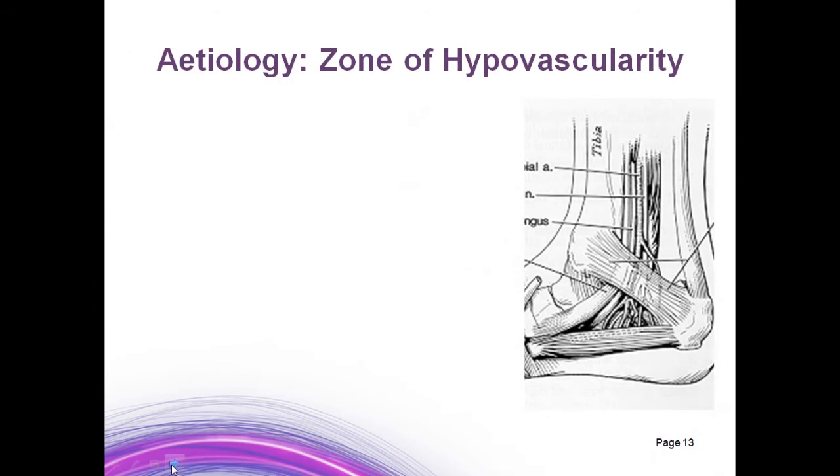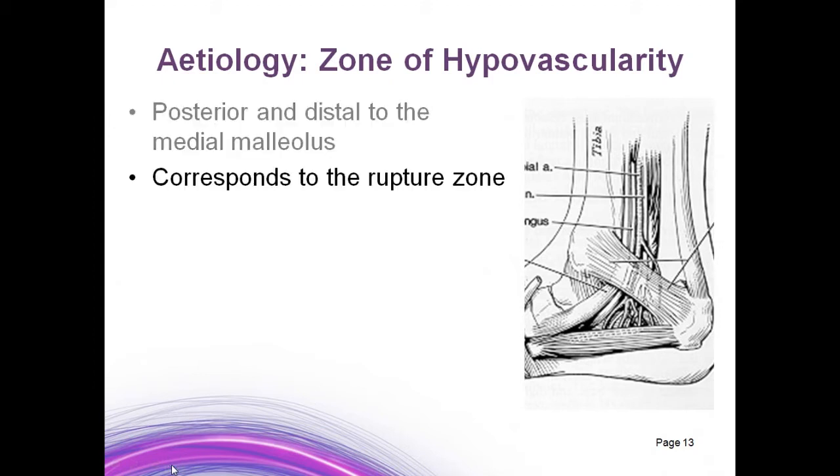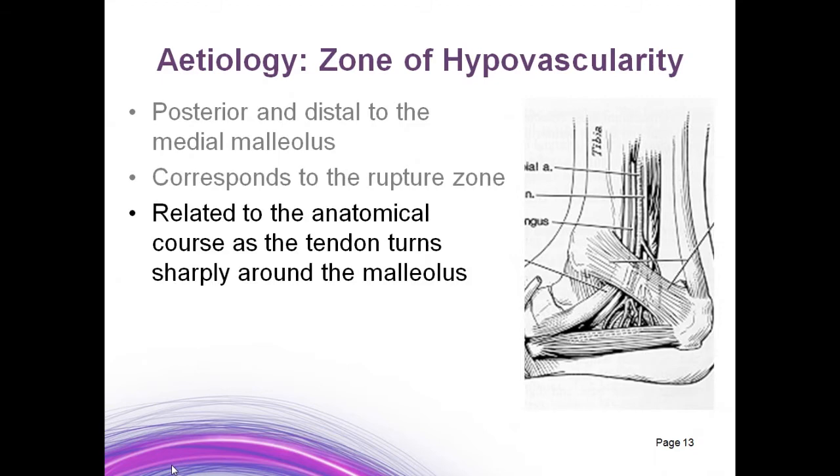A major reason why it's thought that this tendon tends to become dysfunctional is that it has very poor vascularity as it passes behind the medial malleolus, and this is known as a zone of hypovascularity. It tends to correspond to where the tendon mainly ruptures, and it's thought to relate to the anatomical course of the tendon as it passes behind the malleolus. And when you consider its anatomical course, it's quite a sharp turn behind that bony prominence.